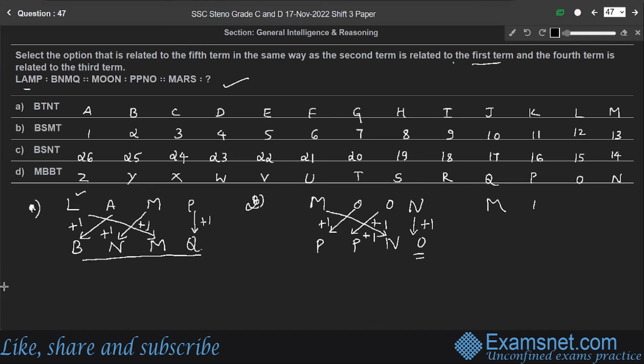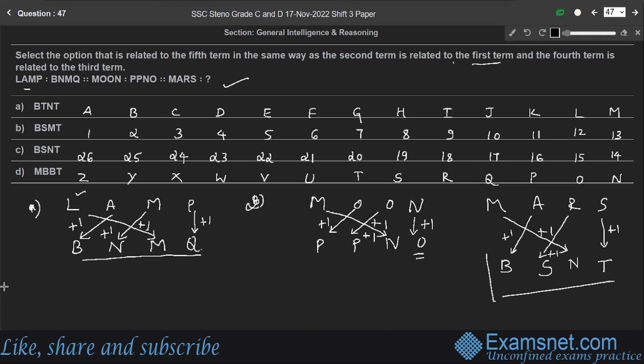Similarly, MARS. Apply the same rule. The first letter plus 1 becomes the third letter of the code. M plus 1 is N, and the second letter plus 1, A plus 1 is B, which is the first letter of the code. The third letter plus 1, R plus 1 is S, which becomes the second letter of the code, and the last letter plus 1, S plus 1 is T, which is the last letter of the code. Therefore, the code for MARS is BSNT. So look at the options. Option C is the right answer.